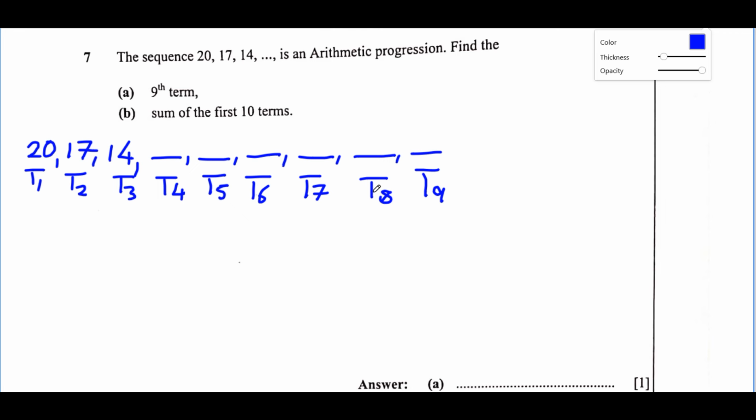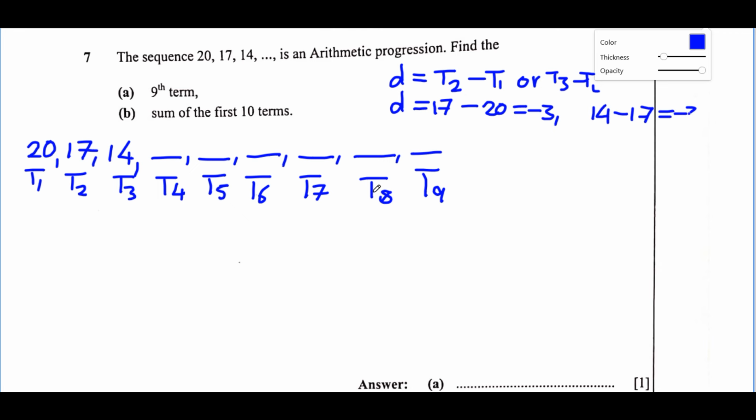To find that number, we can first find the common difference. So how do you find the common difference? Remember, common difference is denoted by small letter d, and is given by second term minus first term, or third term minus second term. So second term is 17 minus 20. As we can see, the sequence is reducing. As long as the sequence is reducing, the common difference must have a negative sign. 17 minus 20 will give us negative 3. Or if we want, 14 minus 17 will still give us negative 3. So that was the common difference.